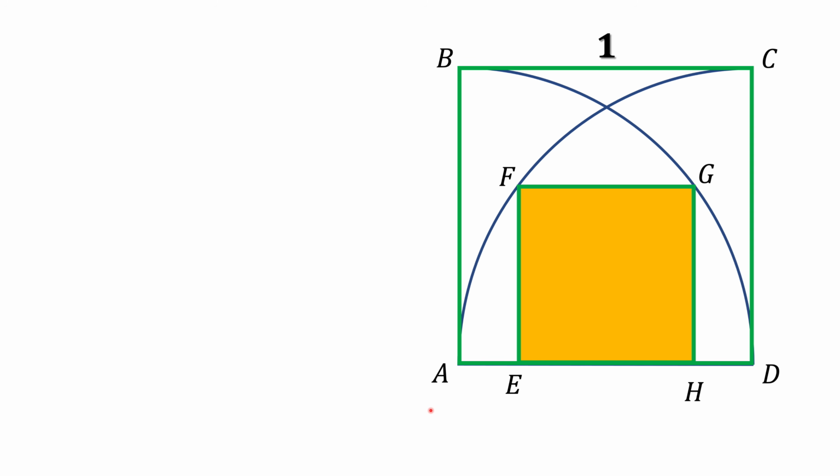Here we have a big square ABCD with the side of 1. Inside of that big square we have two circles, or more like quarter circles. There's a blue one here and a blue one here. And inside of those circles and the square there's a yellow square, EFGH. And we are asked to find the area of the square.